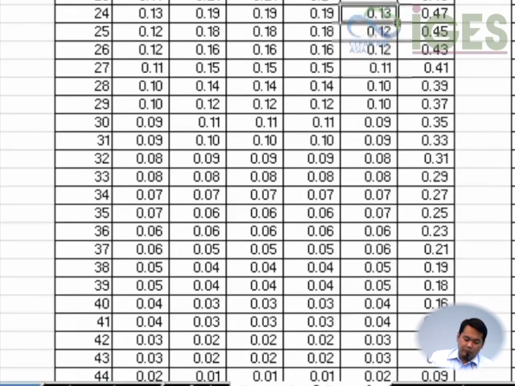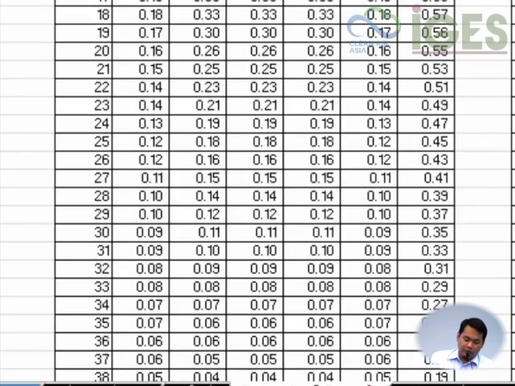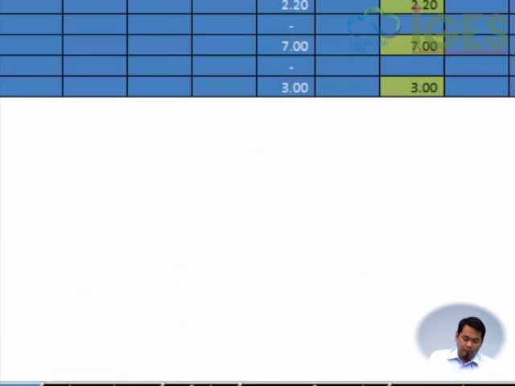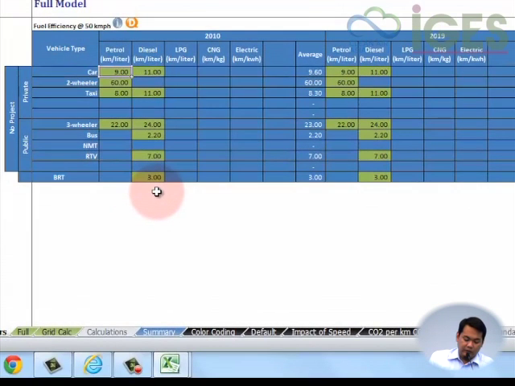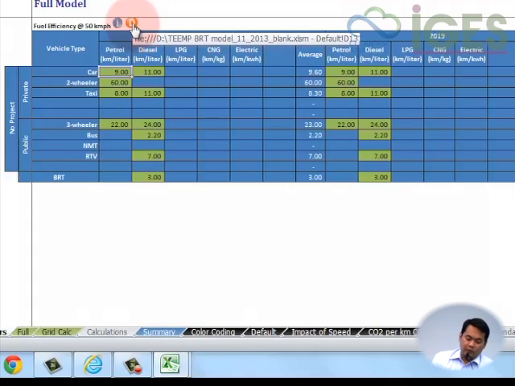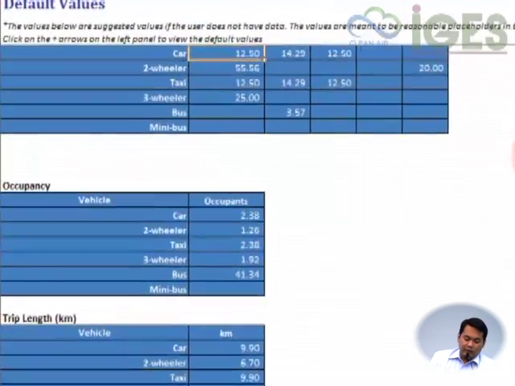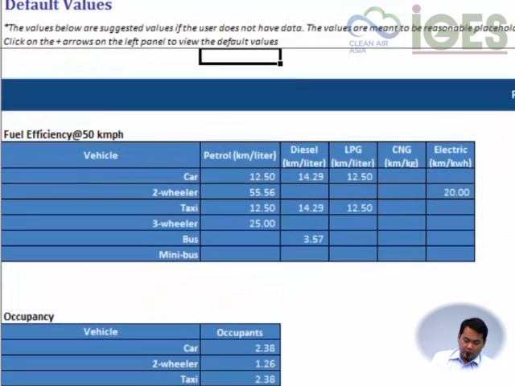And this table summarizes the speed curves in terms of the penalties that it gives to the emissions for the different speed categories. So these are sort of adjustments in terms of the emission factors for the different vehicles. Now, if you don't have values for the different modes and categories here, you can actually click on the D button. Let me just give you some idea what it actually contains.